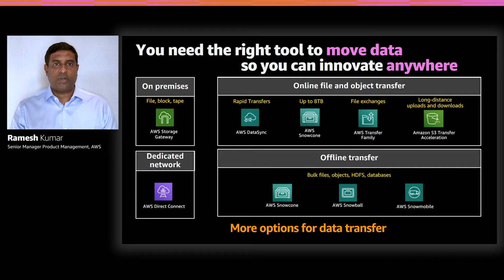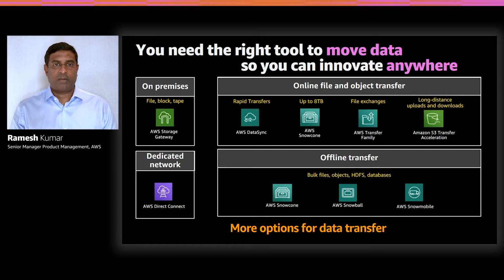Below Storage Gateway, you see AWS Direct Connect. With AWS Direct Connect, customers can establish a private network connection between AWS and their data center or office to reduce costs, increase bandwidth, and for a more consistent network experience.